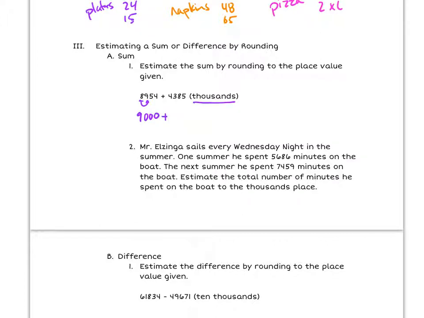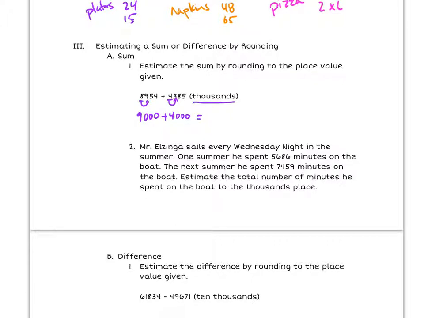Plus. Okay. So what number in my next number is my thousands place? The 4, 3, 8, or 5? The 4. So I look next door. 3 is less than 5. So what happens to my 4? It stays a 4. And everything else becomes zeros. I forgot that.